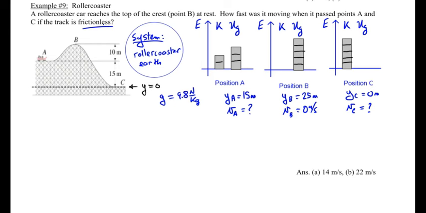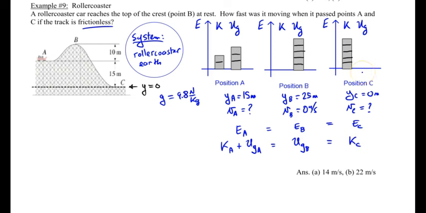So if we write our energy statement, we could say that the energy at position A would be equal to the energy at position B, which is also equal to the energy at position C. And if you look at our bar chart, we have the kinetic energy at A plus the gravitational potential energy at A. And then at position B, we just have gravitational potential energy. And at position C, we have just kinetic energy. There is no gravitational energy.